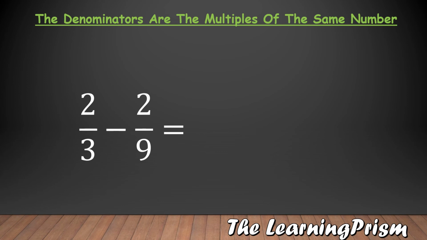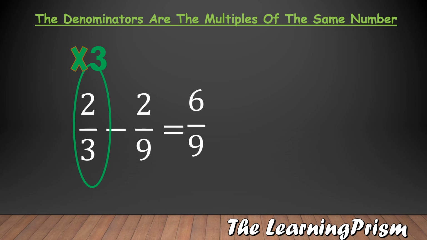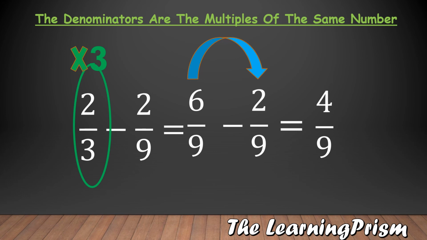Now we have 2/3 take away 2/9. Here in this example, I can see 3 and 9 are multiples of 3. So I'm going to multiply 3 by 3 to make my denominator a 9. So 2/3 will become 6/9, take away 2/9. Then we will subtract the fractions by subtracting the numerators only. So our final answer will be 4/9.